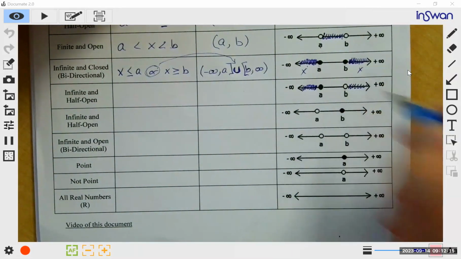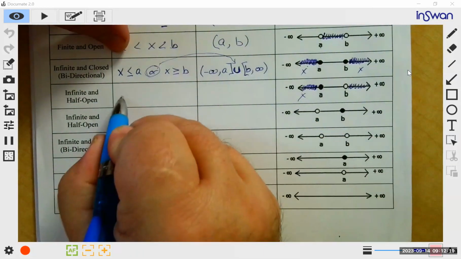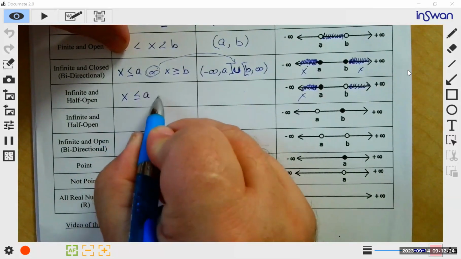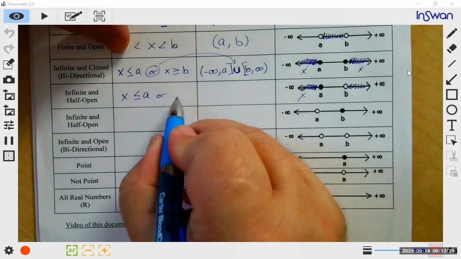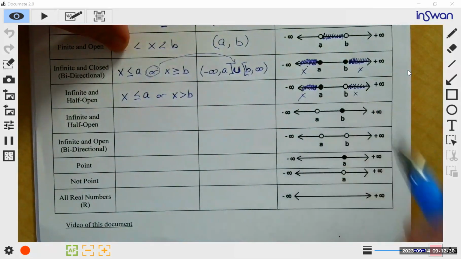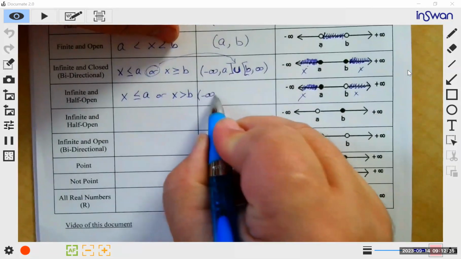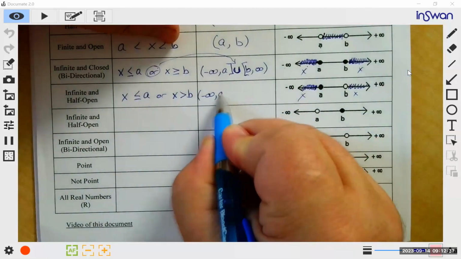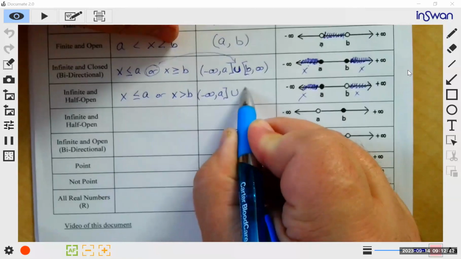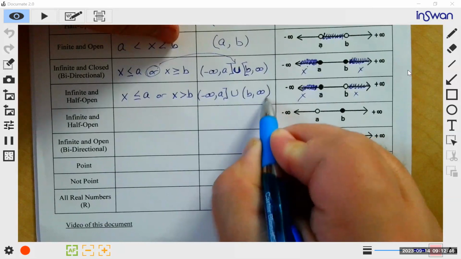I'm going both directions. So here, my X is going to be less than or equal to A, or it's going to be strictly greater than B. Negative infinity to A, it's a solid dot, so union, it's open, B to positive infinity.